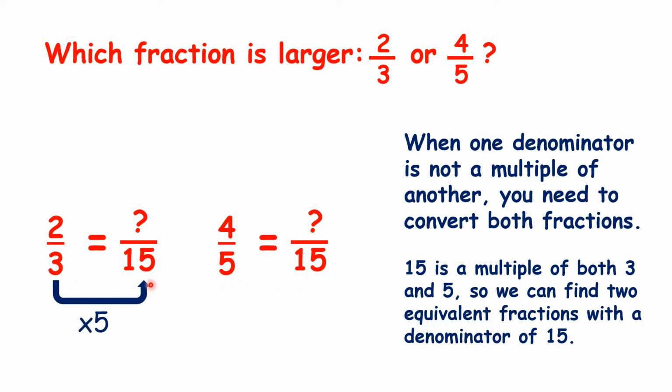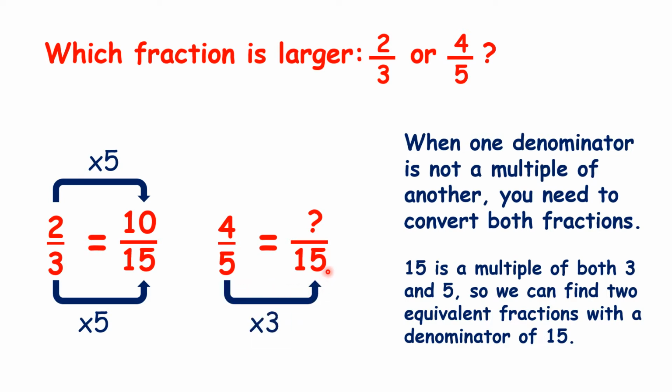3 times 5 is 15, and 2 times 5 is 10, so 2/3 is the same as 10/15. 5 times 3 is 15, and 4 times 3 is 12, so 4/5 is equivalent to 12/15. And because 12/15 is bigger than 10/15, we know that it must be larger.